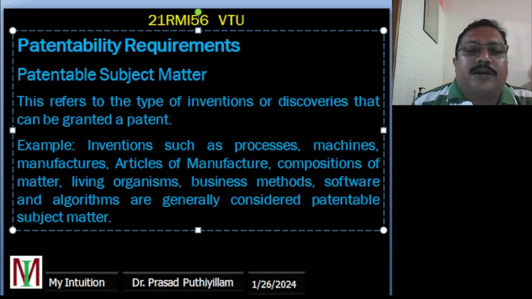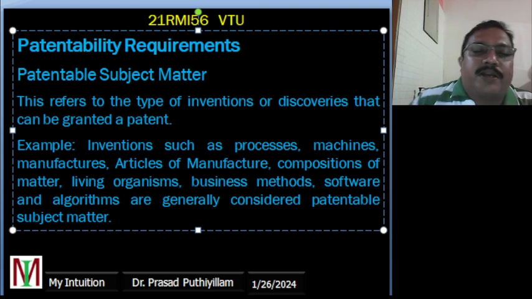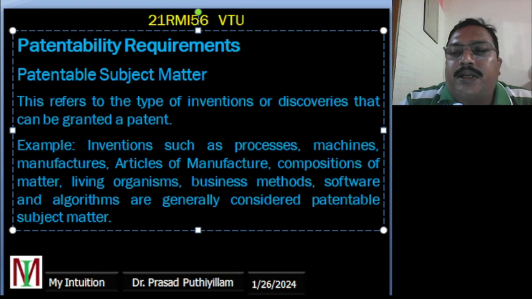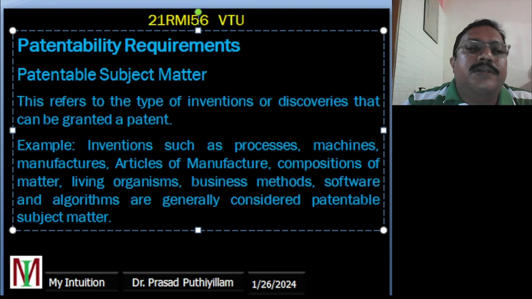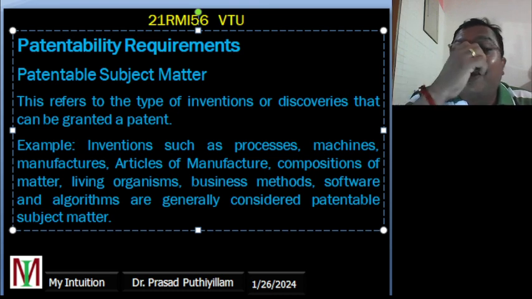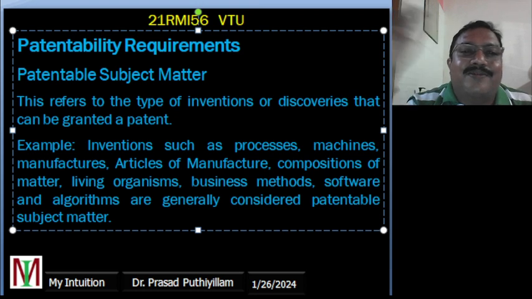Okay, so these are all examples. If I say any drug or drug formula, or any new polymeric material is invented, it comes under the composition of matter category. Next one, living organisms. Not in all cases, not in all places, only in some places, or jurisdictions, living organisms, which include genetically modified organisms, not an organism which already exists. We cannot invent it, it's already there.